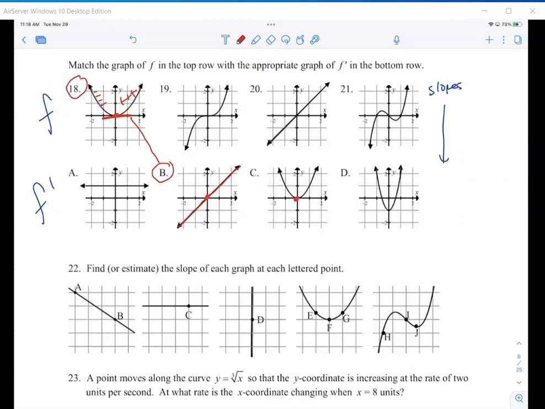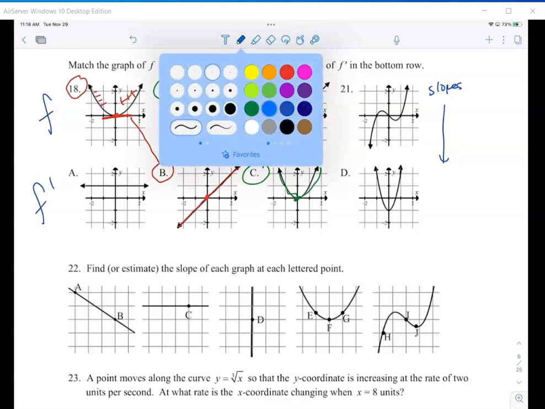Okay. Let's take a look at 19. There's a horizontal asymptote right there at 0. But see how the slopes are all positive and then the slopes are all positive. So something that hits 0 but it's positive, positive. Those are all positive, those are all positive. So 19 and C are going to match up.